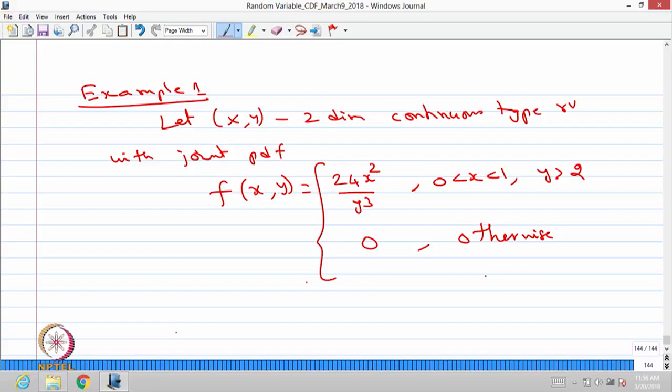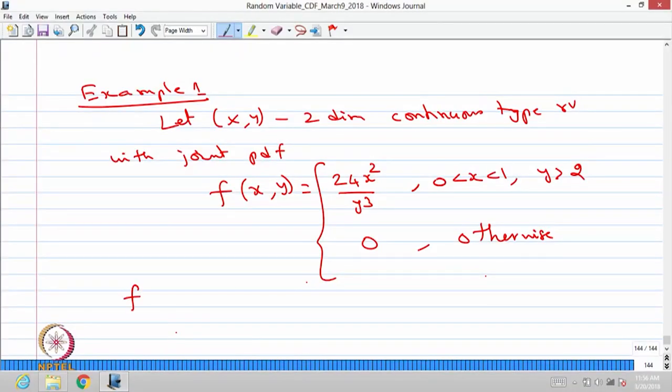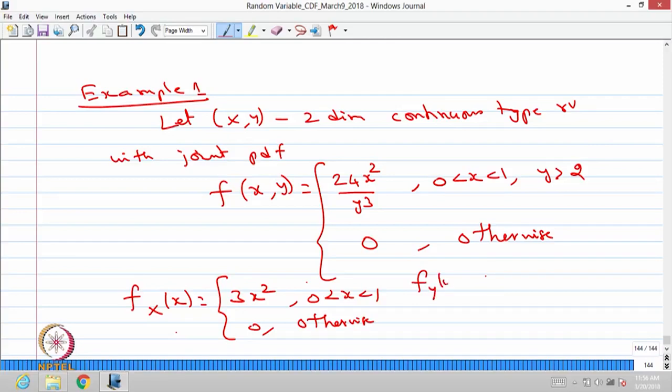Here we will verify whether these two random variables are independent or not. So, this is a joint probability density function. Already in the same example we got the probability density function of X, that is 3 times x square when x lies between 0 to 1, otherwise 0. Similarly, we got the probability density function of Y, that is 8 divided by y cube when y is greater than 2, 0 otherwise.